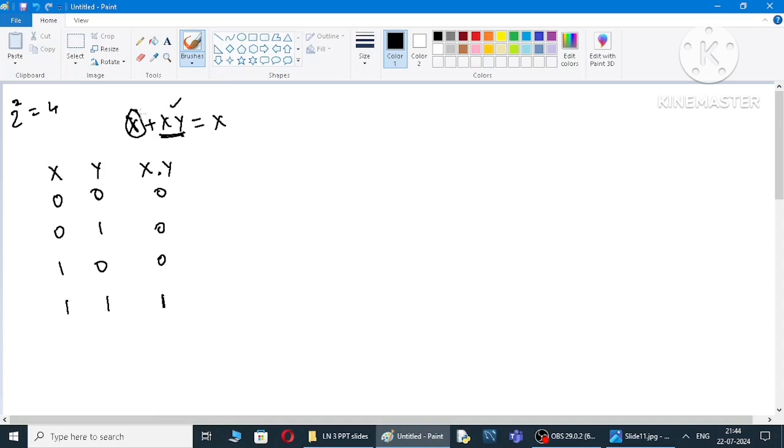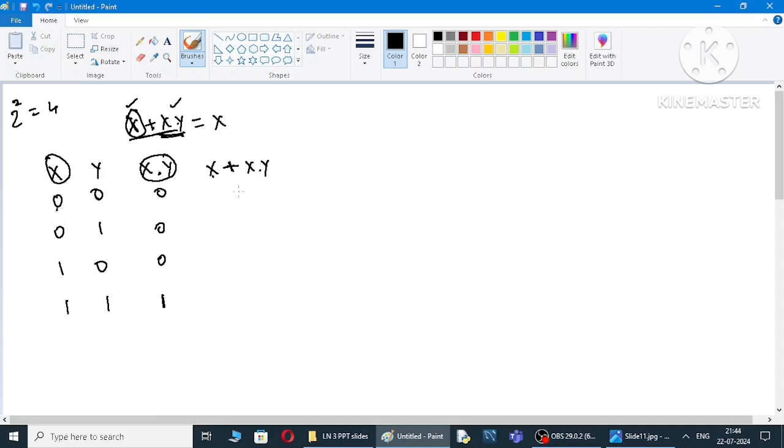So the second part also we have now. You have to now form x plus xy. So write the expression x plus xy. Now where is x? Here. Where is xy? Here. You have to add x plus xy. What is addition? Logical addition means if any one value is 1, then the output is 1. So here check x plus xy.